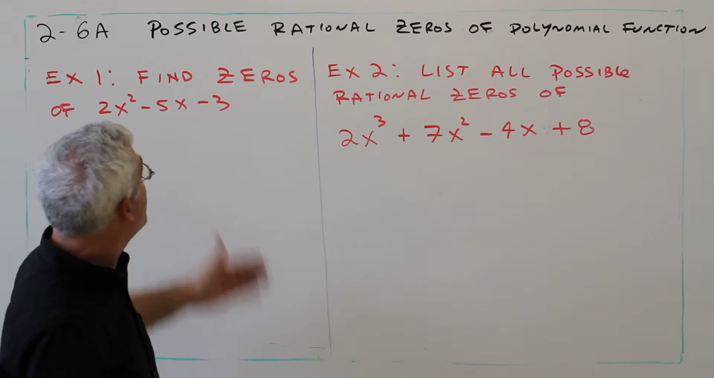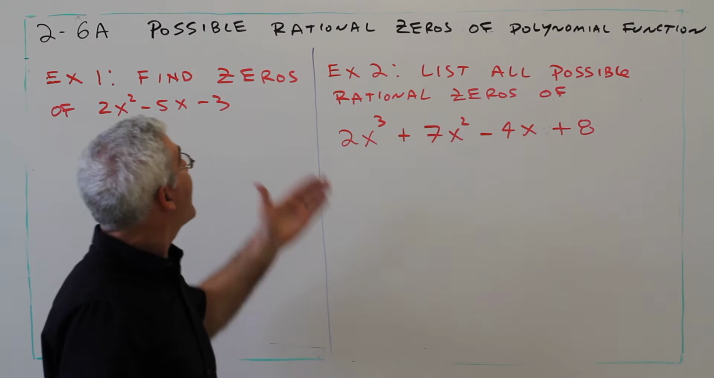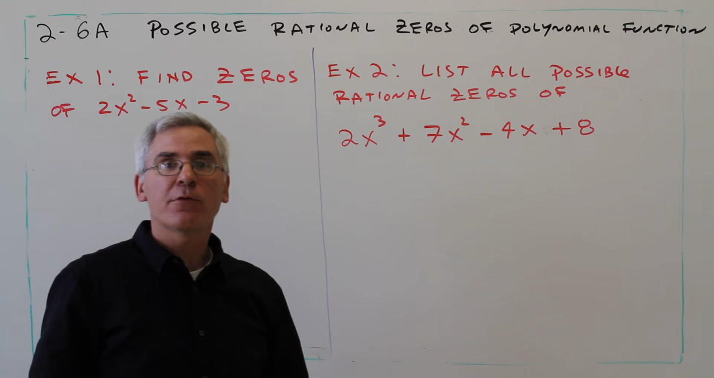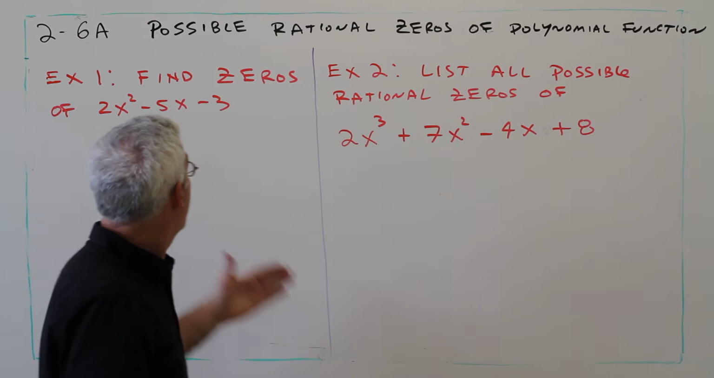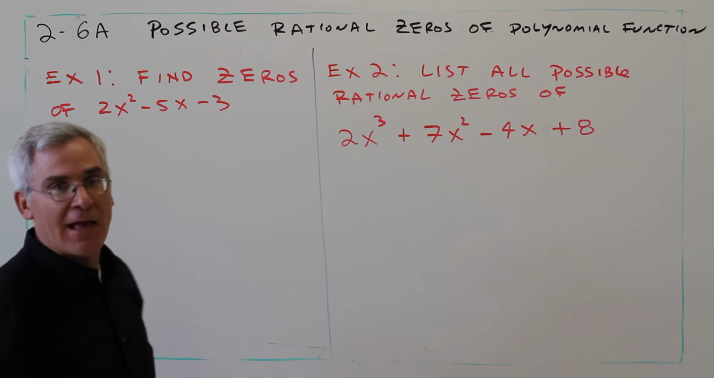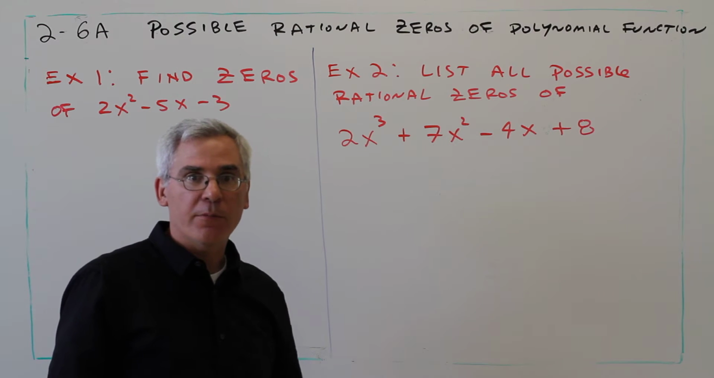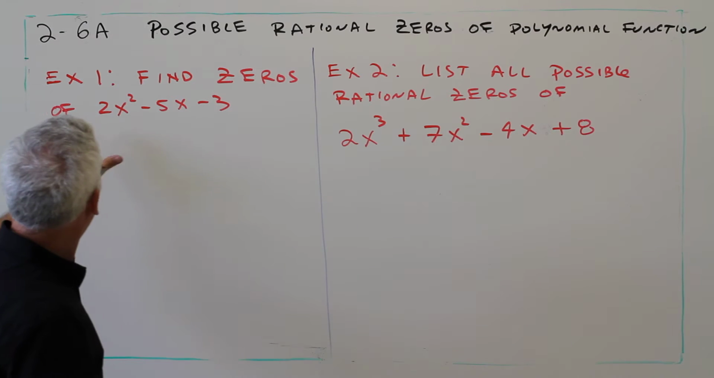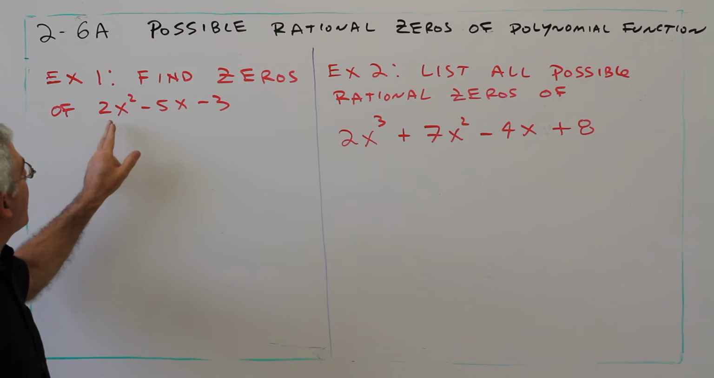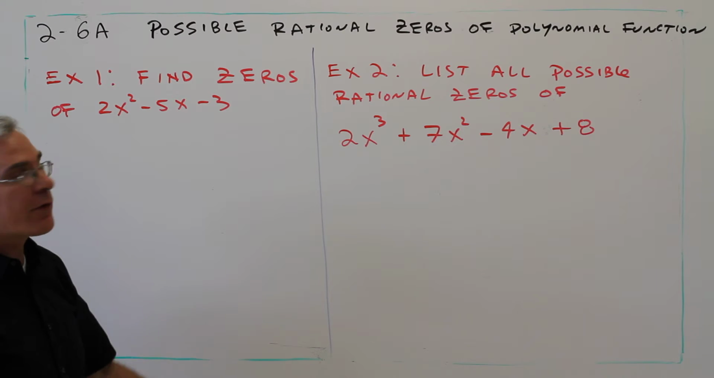This is lesson 2-6a, how to find the possible rational zeros of a polynomial function. I've got two examples. The first example will give some background. The second example will be more like the problems you'll have in the textbook. All right, example 1. Find the zeros of 2x squared minus 5x minus 3.